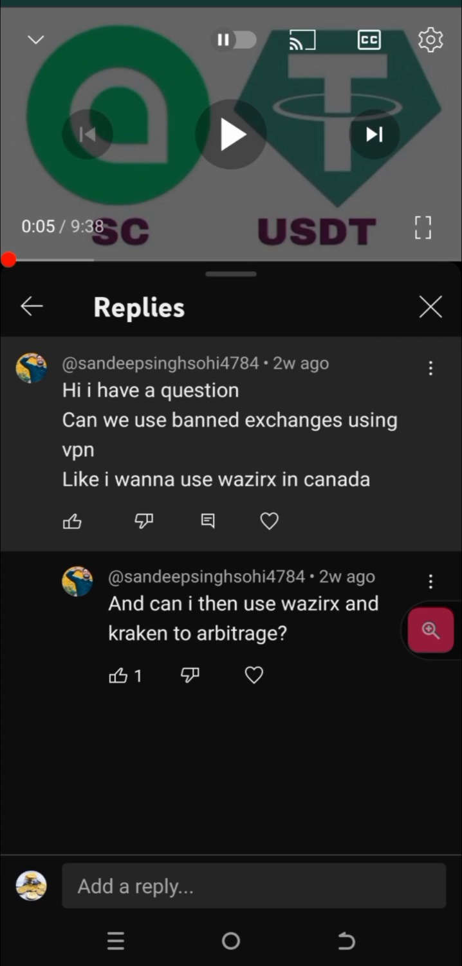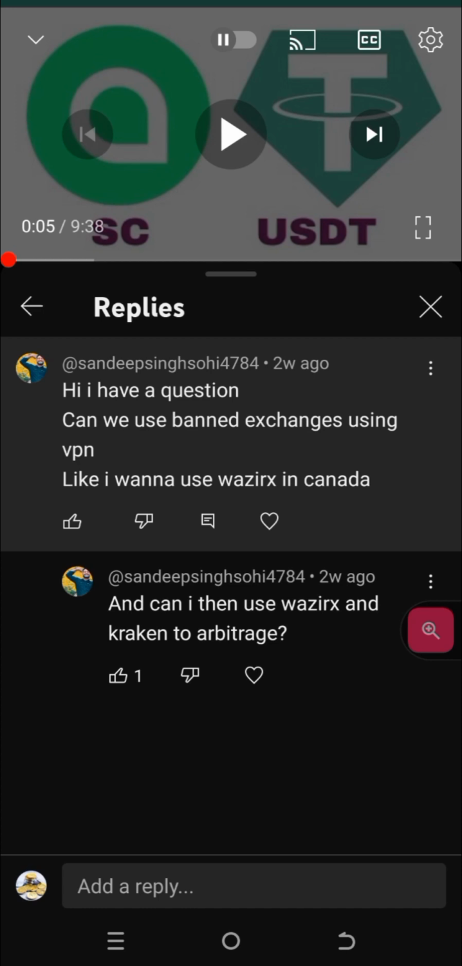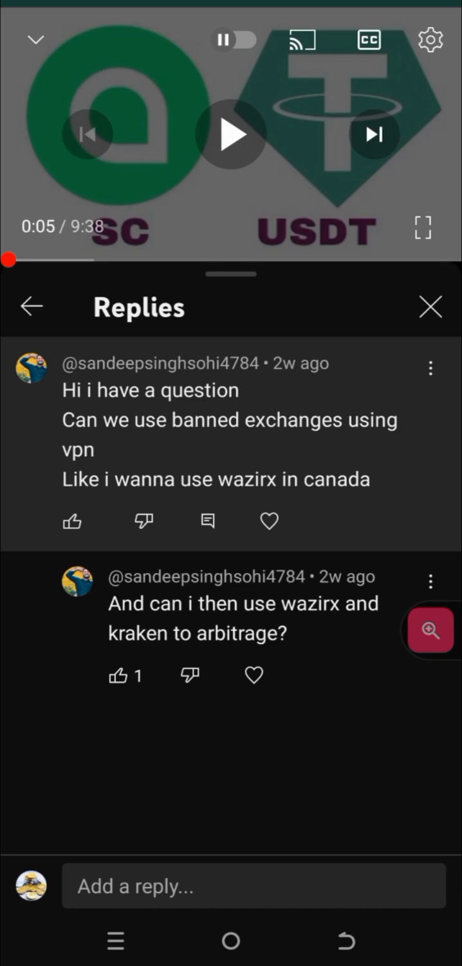You can either do inter-exchange arbitrage or you can do spot trading. You can do triangular trading, whichever one works for you. Of course, if you have tools, software, things that can help you spot opportunities in arbitrage, why not? You can do that, right?